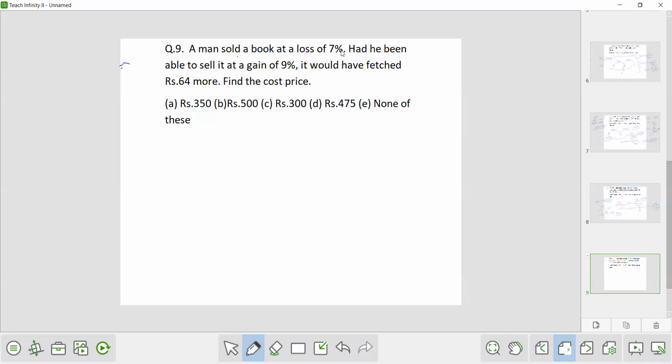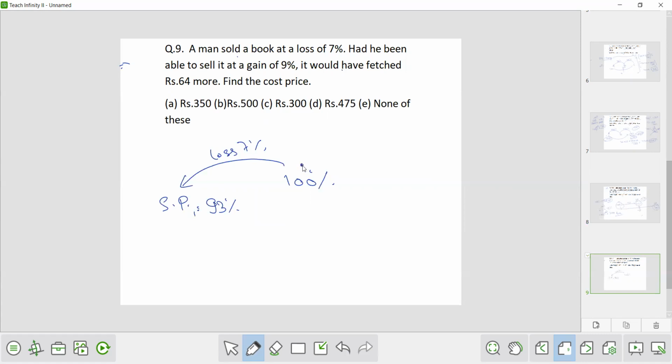A man sold a book at a loss of 7%. So here it would be CP 100%. He sold it at a loss of 7%, so SP1 is how much? That is 93%. However, he would have fetched rupees 64 more when he would have sold it at a gain of 9%.